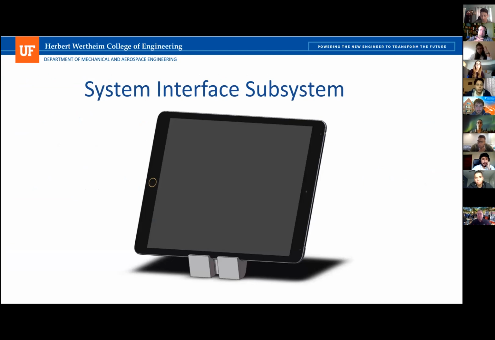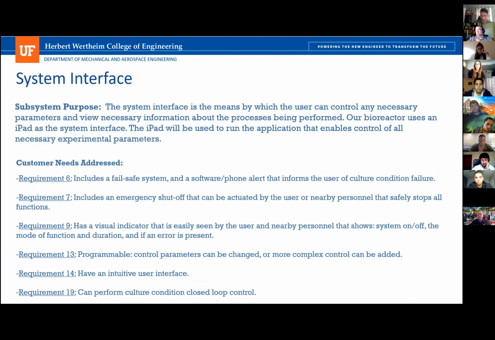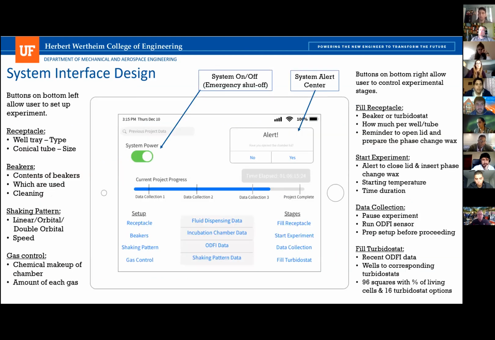That's it. Next. So the final system is the system interface. I'm going to go through this one quickly just for the sake of time. The system interface is the means by which the user interacts with the machine and controls the necessary components and parameters. The system interface we chose is an iPad, as it's a readily available OTS part that can complete all of the desired customer needs. The needs addressed are shown here on the screen, but I'll talk to how it addresses them on the following slide.